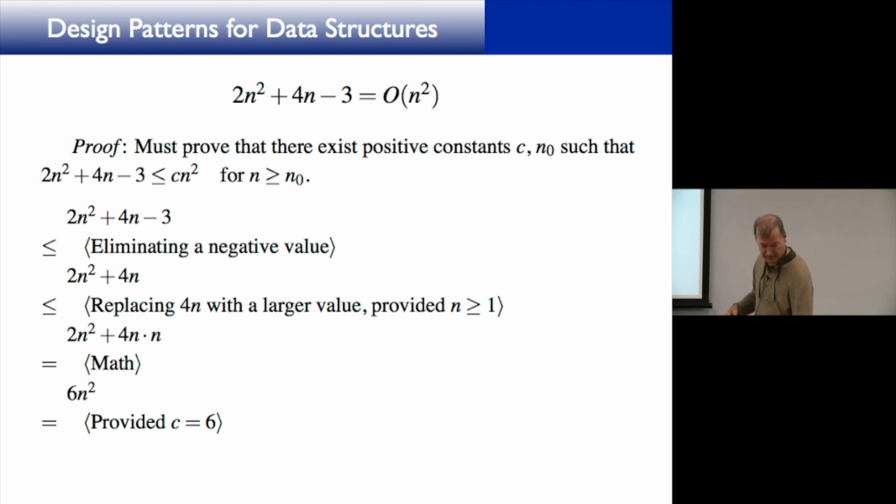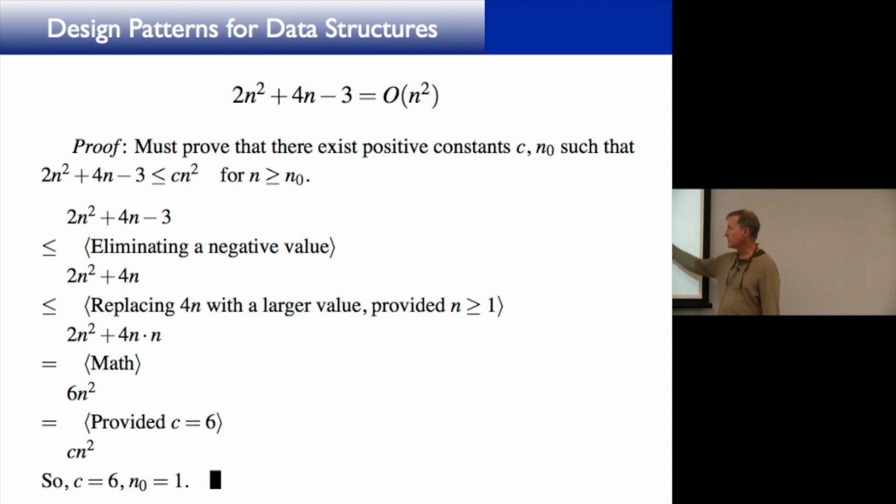Well, provided c equals 6, this is cn squared. We do have 2n squared plus 4n minus 3 is less than or equal to cn squared. And so now what's our proviso? Now we have determined the constants. And so what constant did we determine for c? C is 6, and n naught is 1.